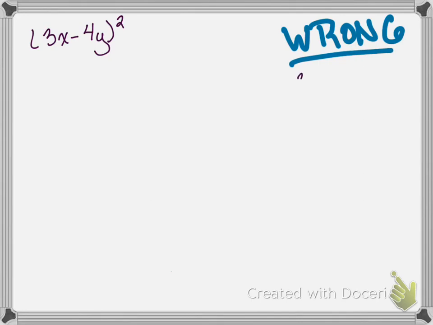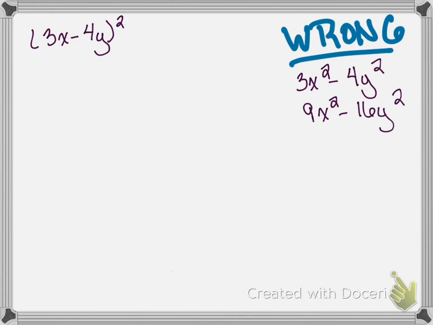The wrong answer to this is: you do not do 3x squared minus 4y squared. That's wrong. 9x squared minus 16y squared is also wrong. You don't just give that squared to everything inside the parentheses. That only works when everything inside the parentheses is being multiplied or divided. It doesn't work here. Our binomials have to stay together as a unit.